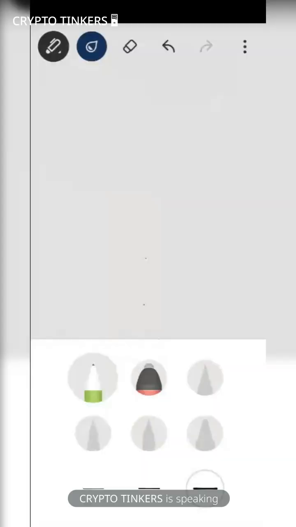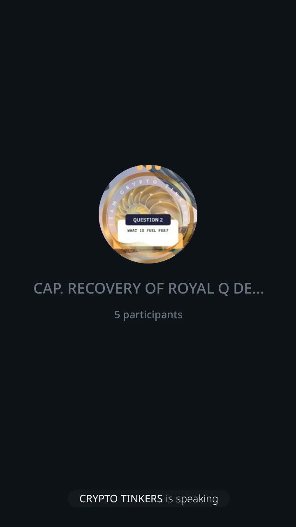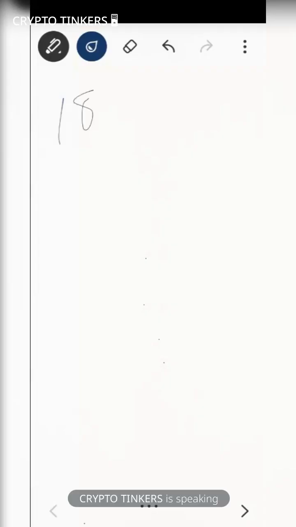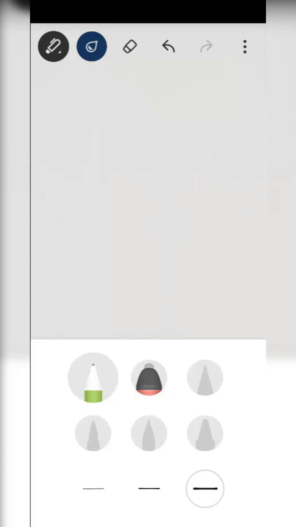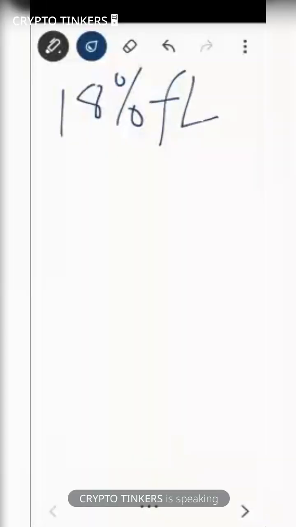Okay, so we are taking it that the asset you sold off on Royal Q manually was negative 18% floating loss. Okay, so 18%. So let's go. Let me use a ticker one. So the floating loss is 18%. That's the floating loss on that coin after you have sold it off.